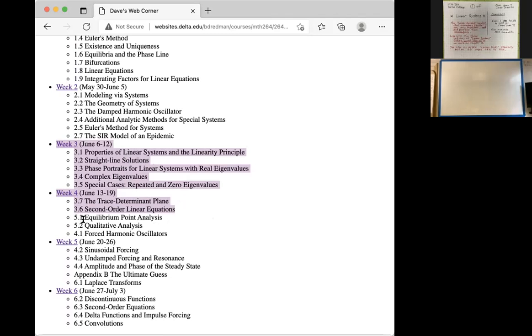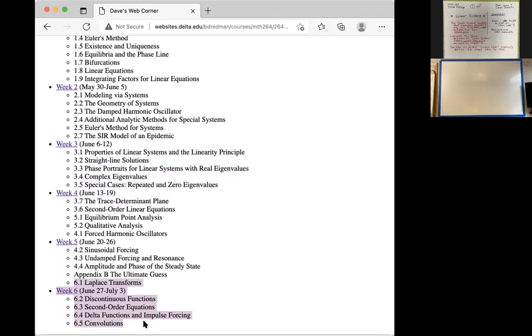Then we check out a couple of sections in chapter 5. Then chapter 4 is an entire unit. Then we're going to do a funny little appendix. And then we head to another killer, killer topic in this class. It's chapter 6, which is the Laplace transform. Again, an essential topic for any of your future classes.